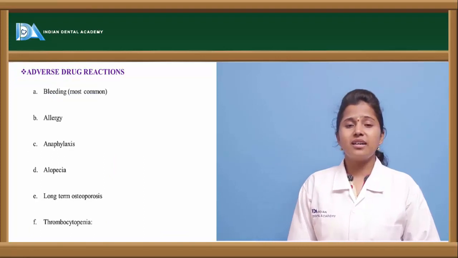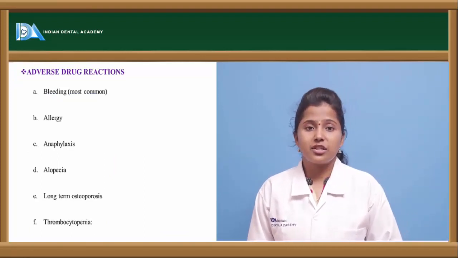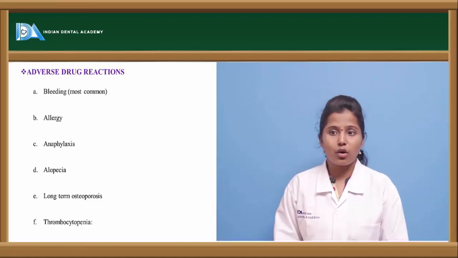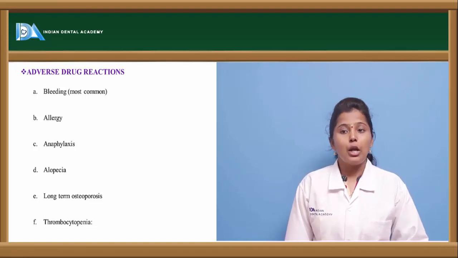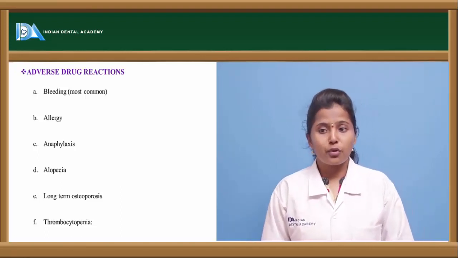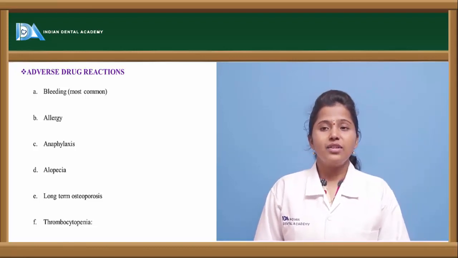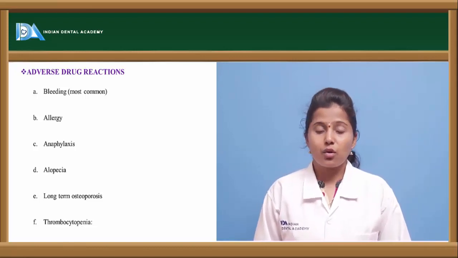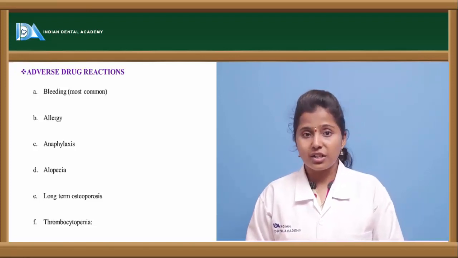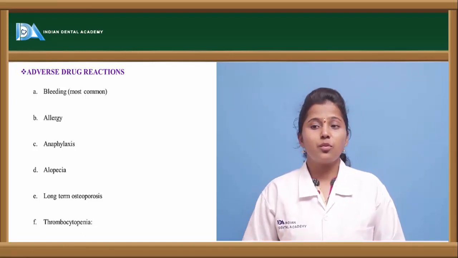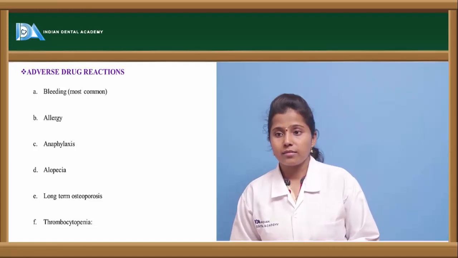Let us see the adverse drug reactions of heparin. When given in overdoses, heparin causes bleeding, allergy, anaphylaxis, alopecia, long-term osteoporosis, and thrombocytopenia. Anaphylaxis is a severe allergic condition. Thrombocytopenia is a condition where there is decreased platelet count.